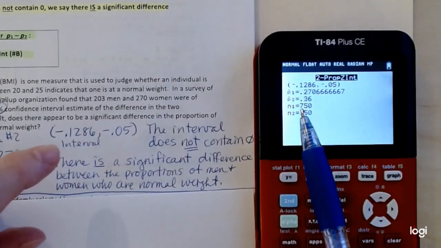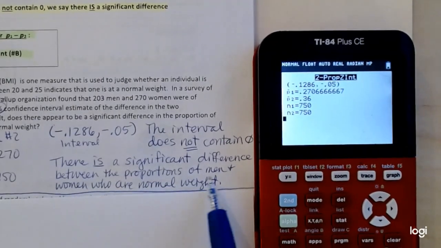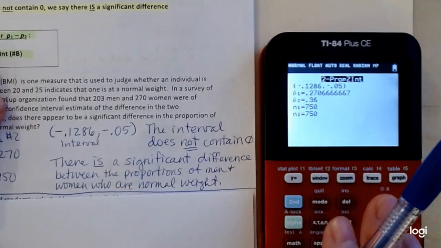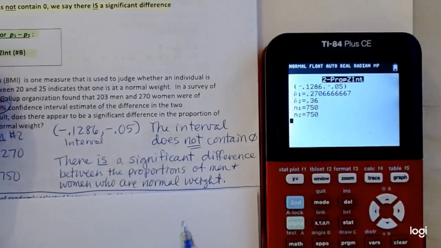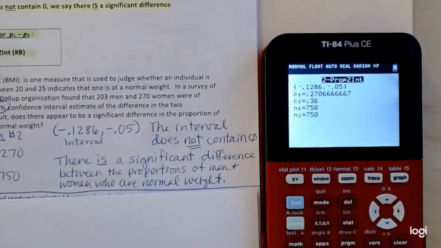Those are both negative. That means that there is a significant difference between the proportions of men and women who are of normal weight. We're not saying what that is. We're just saying that there is a significant difference. The interval does not contain 0. These are both negative numbers.